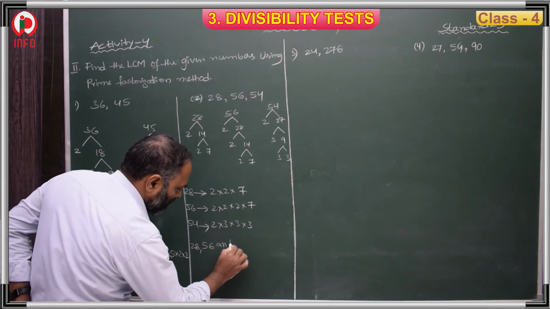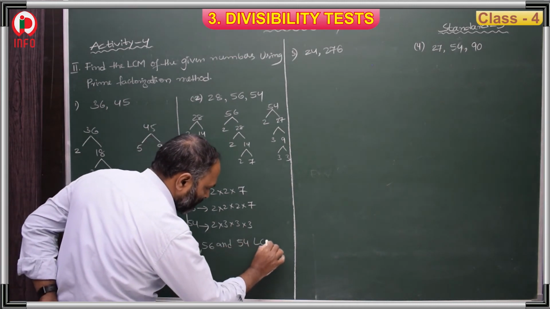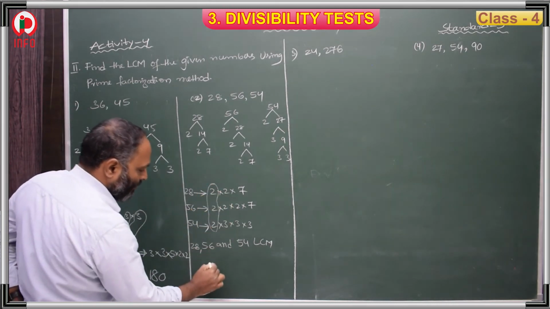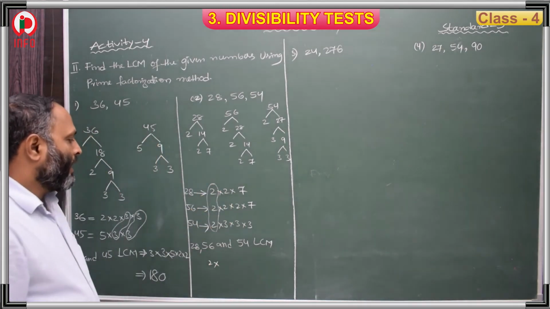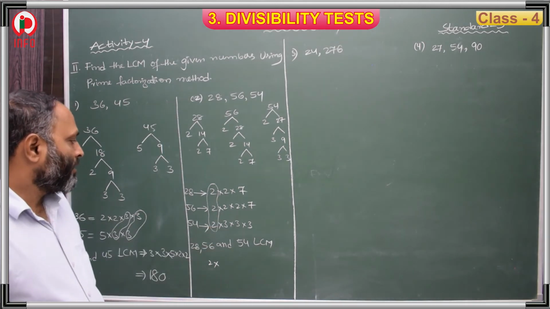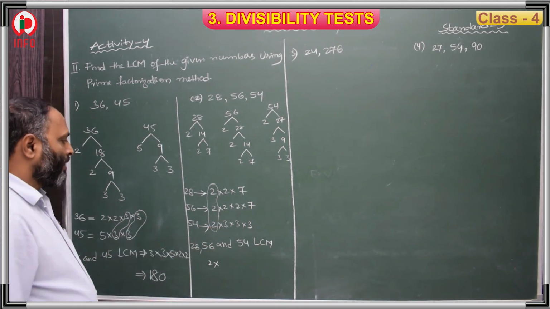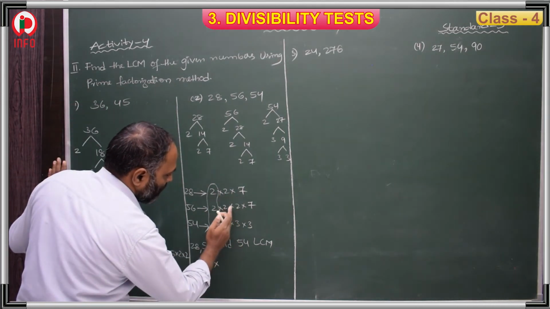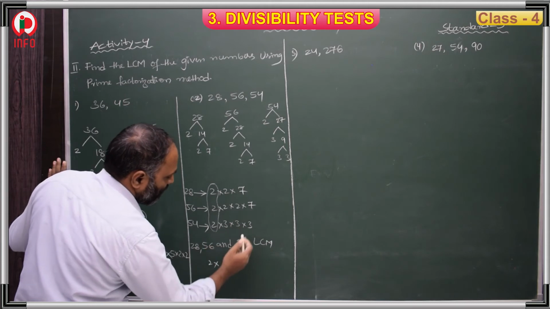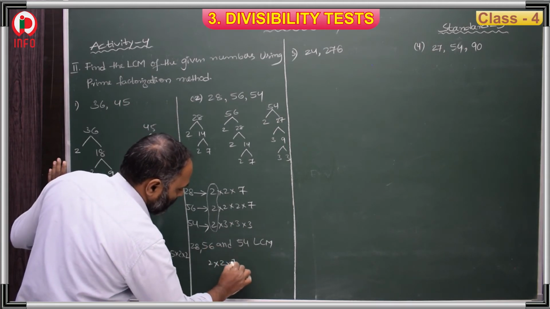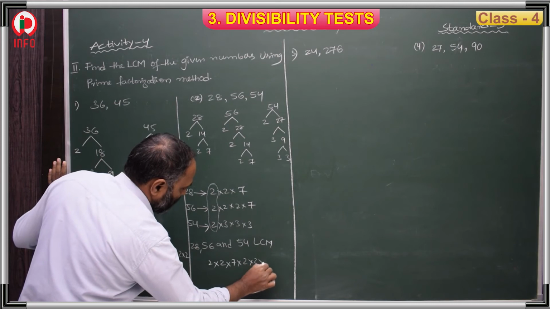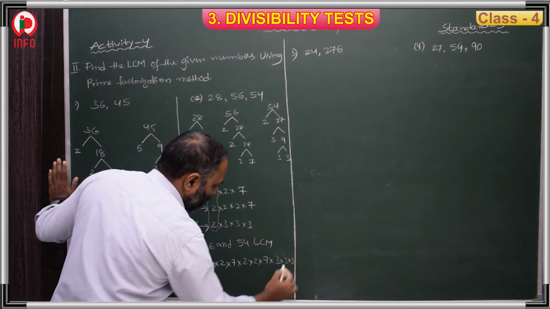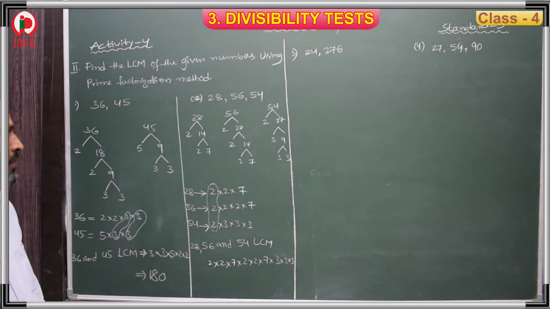Now the LCM of 28, 56 and 54. Whatever is common in all three, we write one time. After that, is anything else common? Nothing is common. Now we write the remaining: 2 into 7 into 2 into 2 into 7 into 3 into 3 into 3.